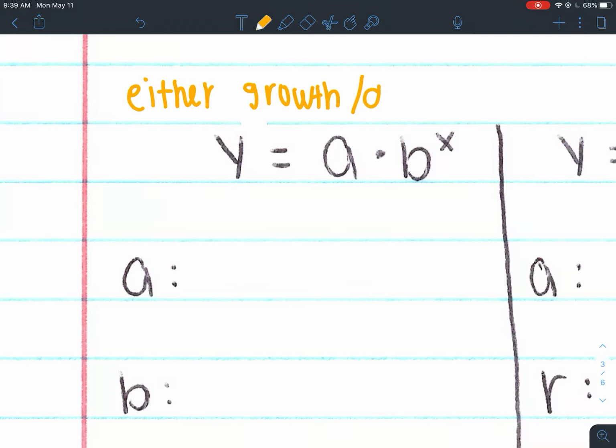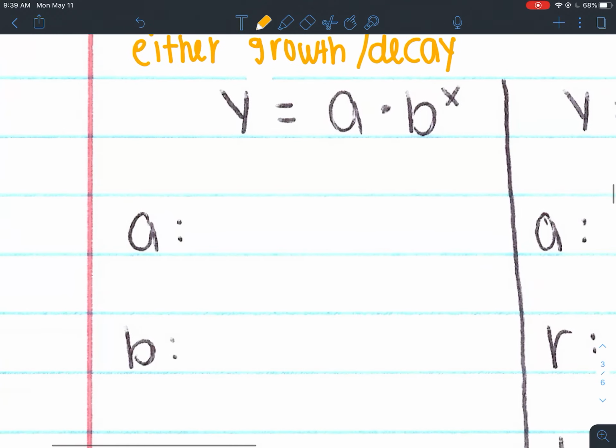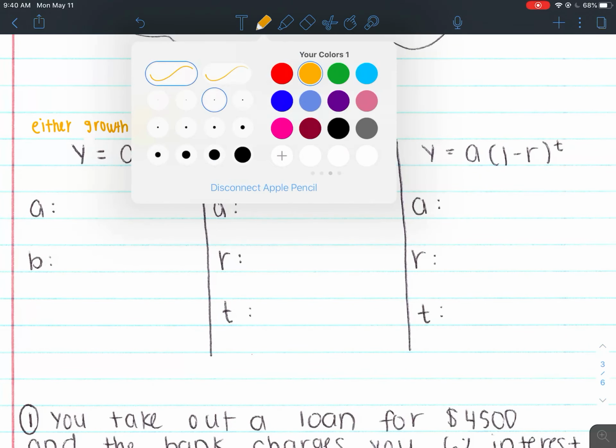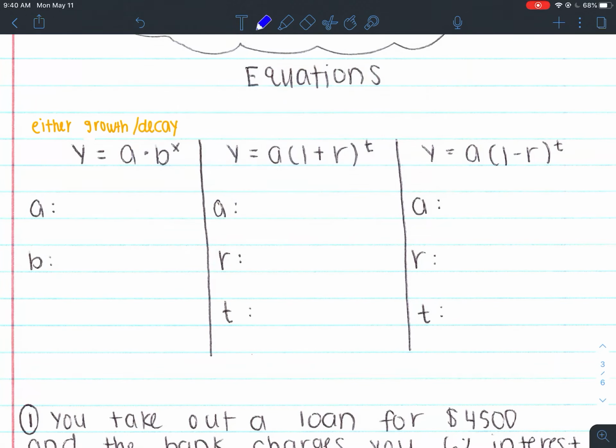Remember, that's dependent on your b value. If it's a growth, your b value is going to be greater than 1, and if it's a decay, then your b value is going to be between 0 and 1. As mentioned in the previous lesson over graphing, your a value is known as your initial amount. So that's your starting amount.